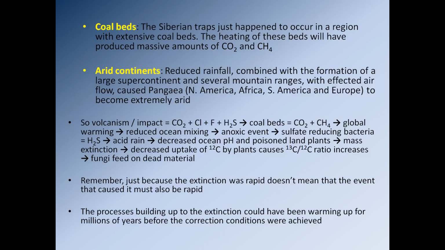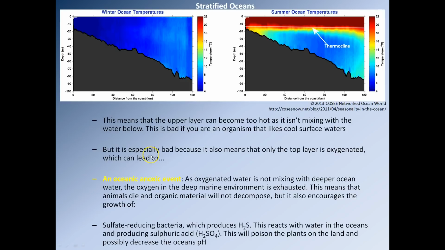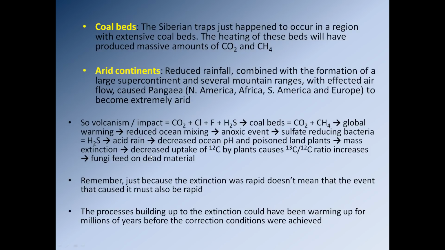We need to remember that just because the extinction was rapid, it doesn't mean that the event that caused it must also be rapid. Essentially what I'm saying here is that it could have taken a very, very long time for all of these factors to build up to the point where we reach the point of no return. Once again, just like the roller coaster, you're going up and up and up. The factors are building up. Then you reach essentially the crest, at which point, once you go beyond it, you're at the point of no return.